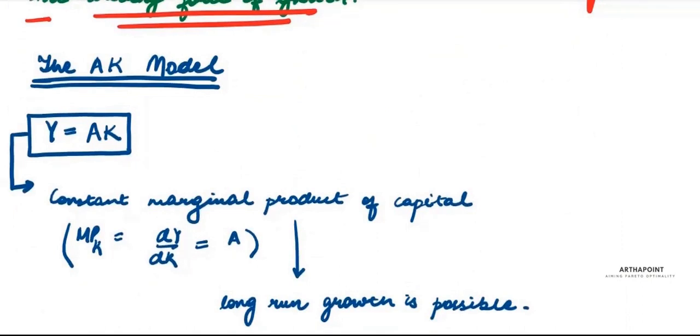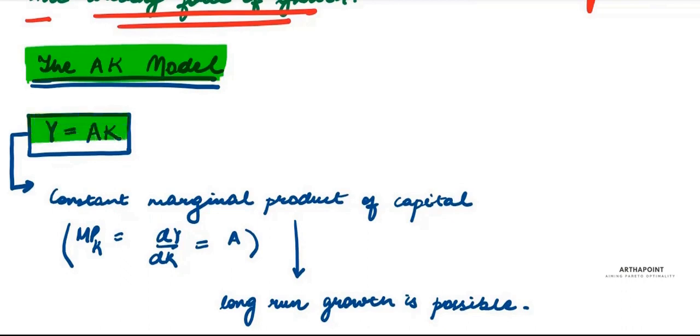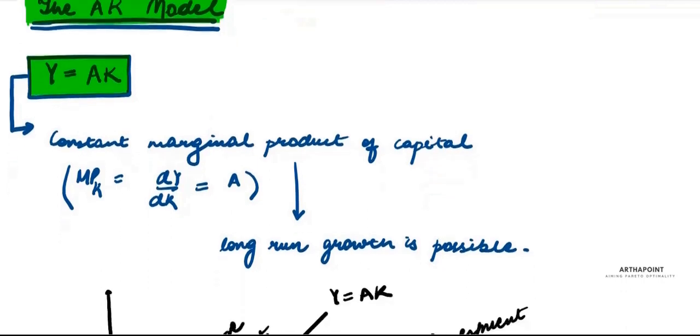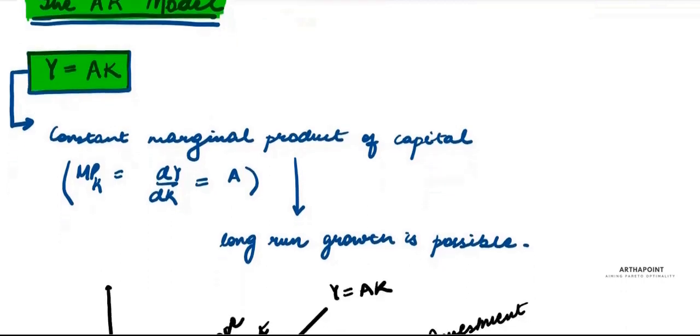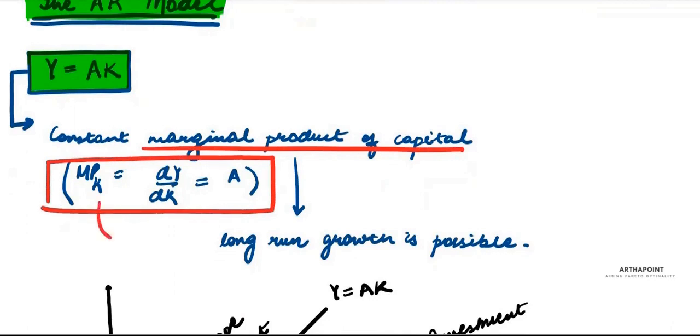The AK model. Now, the AK model basically depends on a very simple equation, which is y is equal to AK. That's the simplest equation of the AK model. It has a constant marginal product of capital. The marginal product of capital is given by how output changes when capital changes. And if you check here, dy by dK is simply A. It changes by the amount of technology.